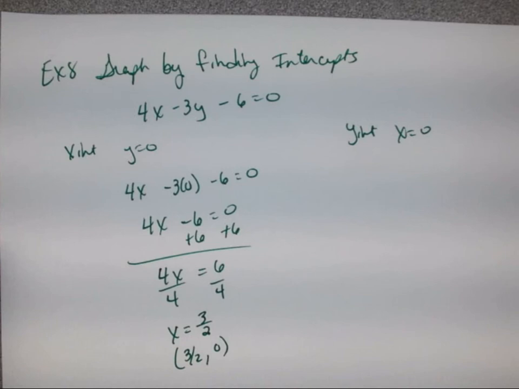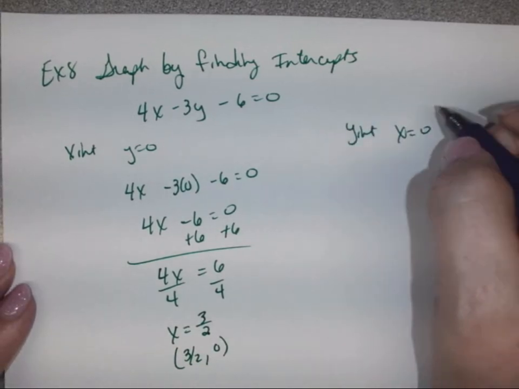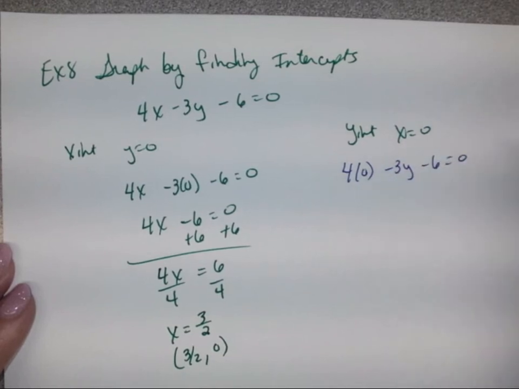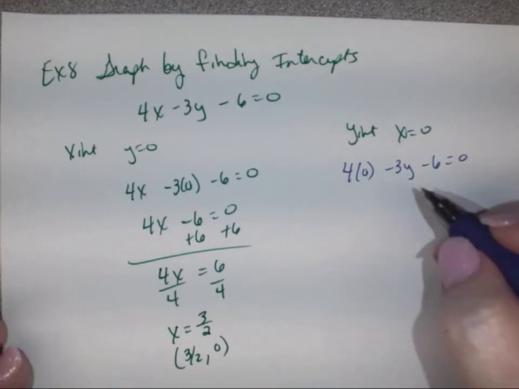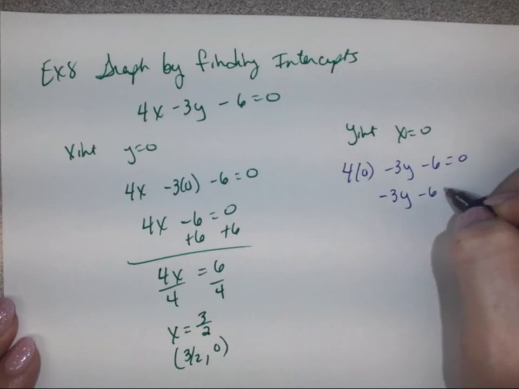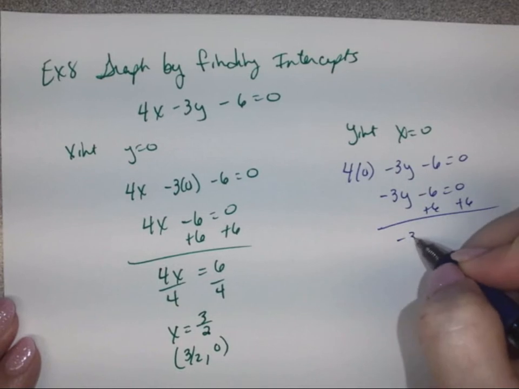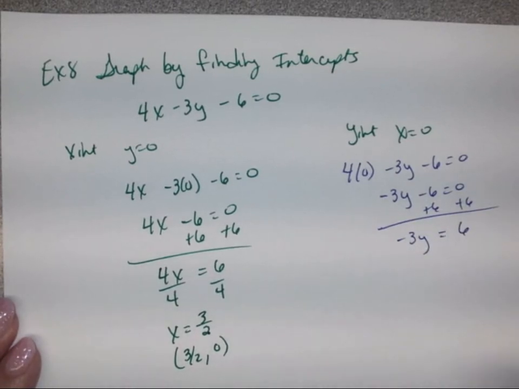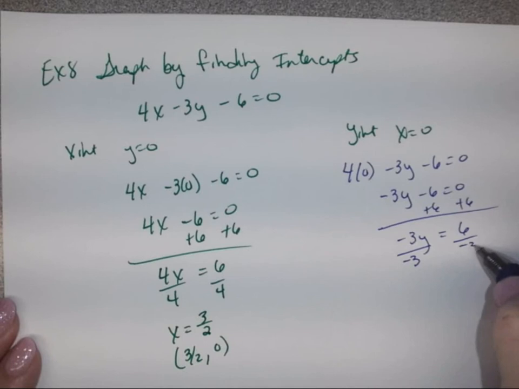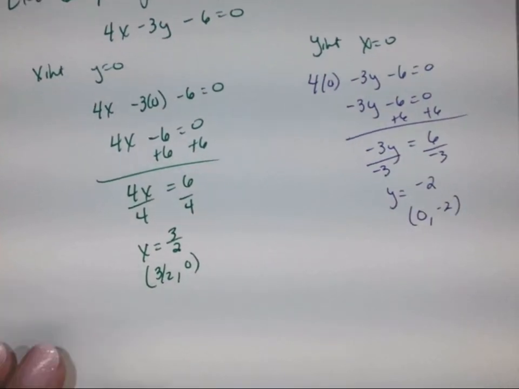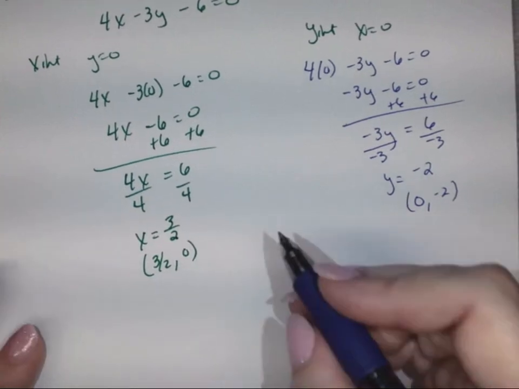Now let's go find our y-intercept. So x will be 0 this time, so 4 times 0 minus 3y minus 6 equals 0. 4 times 0 is 0, so we're left with negative 3y minus 6 equals 0. I'm going to just move my 6 over like I did, so negative 3y is equal to 6. Don't forget your negative signs here. So y will be equal to 6 divided by negative 3, which gets me negative 2. So 0, negative 2. Now I'll take those two intercepts and I will graph.